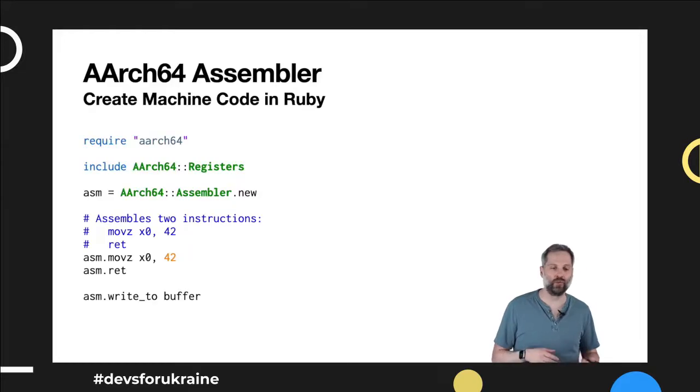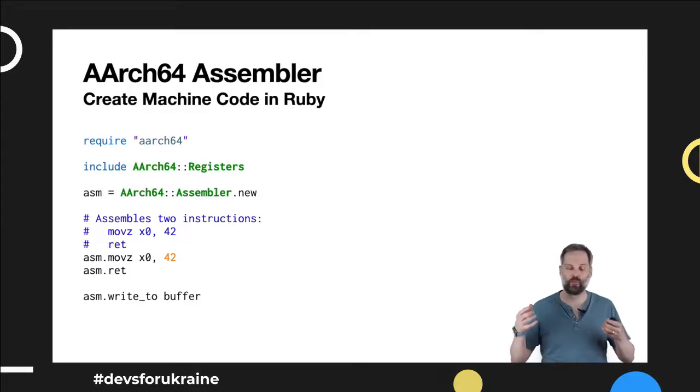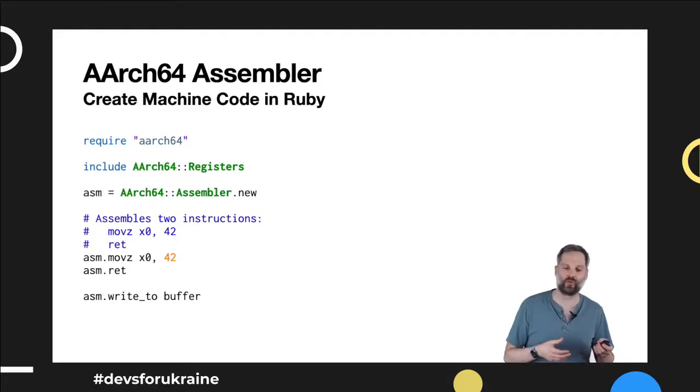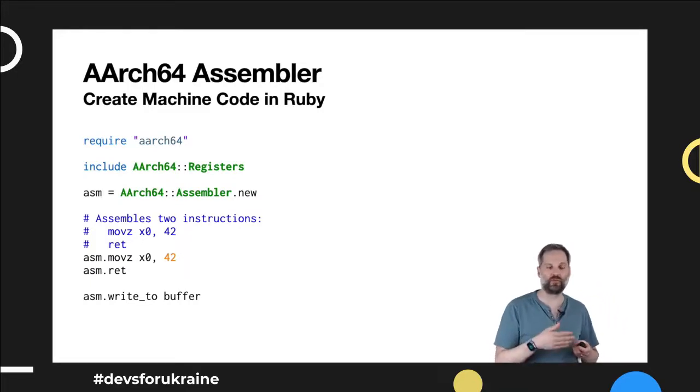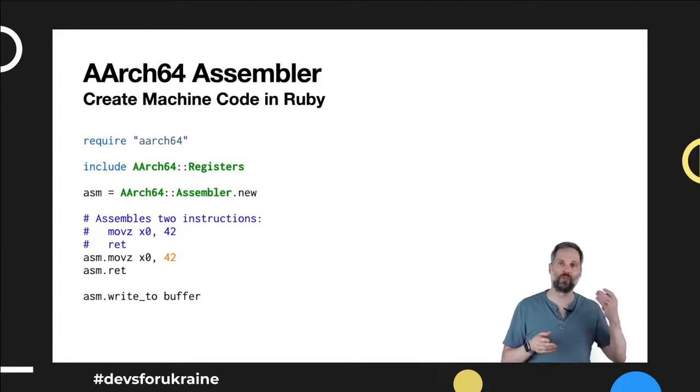Here's an example of using it. In this example, we're just putting together two instructions. It's the MOVZ X0, we're putting the number 42 into the X0 register, and then the second instruction, the RET instruction, is just saying, hey, I want you to return from this subroutine. So we're putting 42 into the return location, and then we're saying, hey, please return from this subroutine.